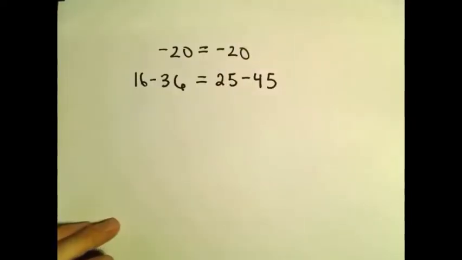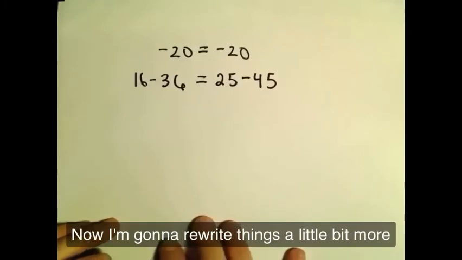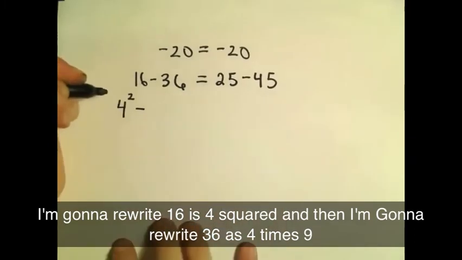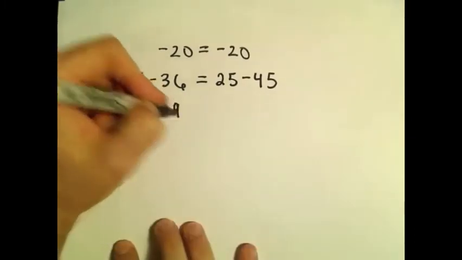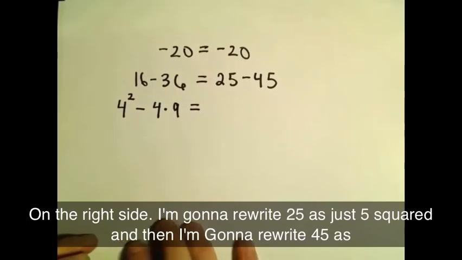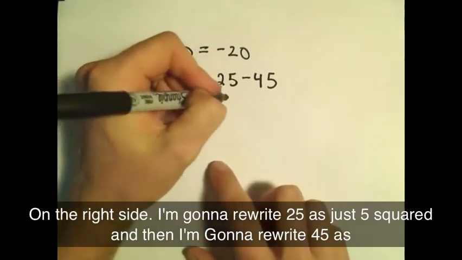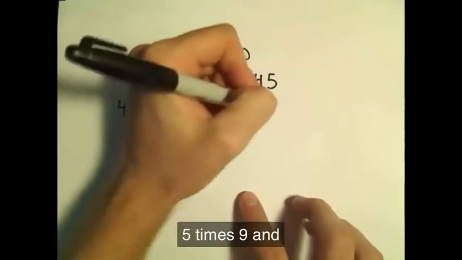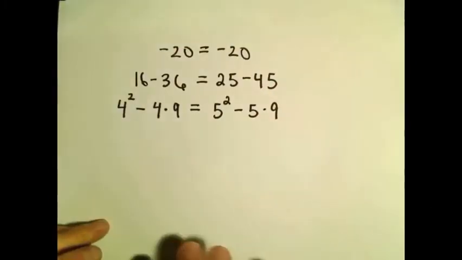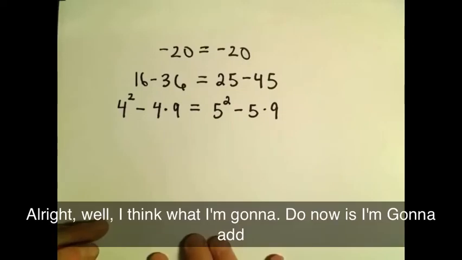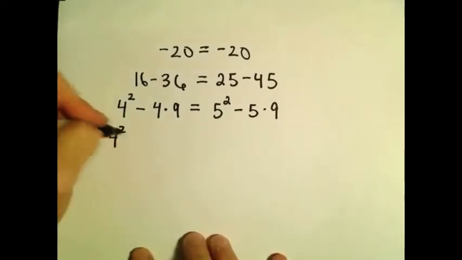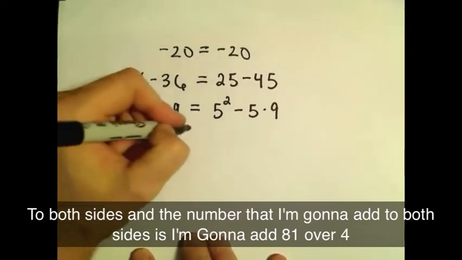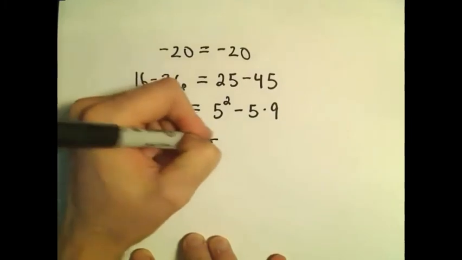Okay, so now I'm going to rewrite things a little bit more. I'm going to rewrite 16 as 4 squared, and then I'm going to rewrite 36 as 4 times 9. On the right side, I'm going to rewrite 25 as just 5 squared, and then I'm going to rewrite 45 as 5 times 9. And alright, I think what I'm going to do now is add to both sides. The number that I'm going to add to both sides is 81 over 4.